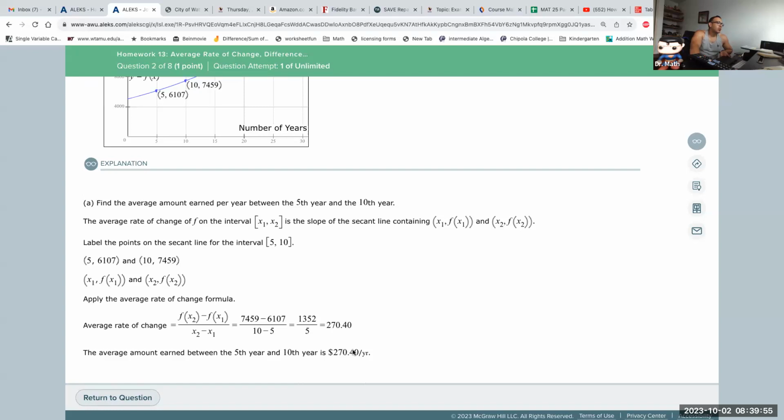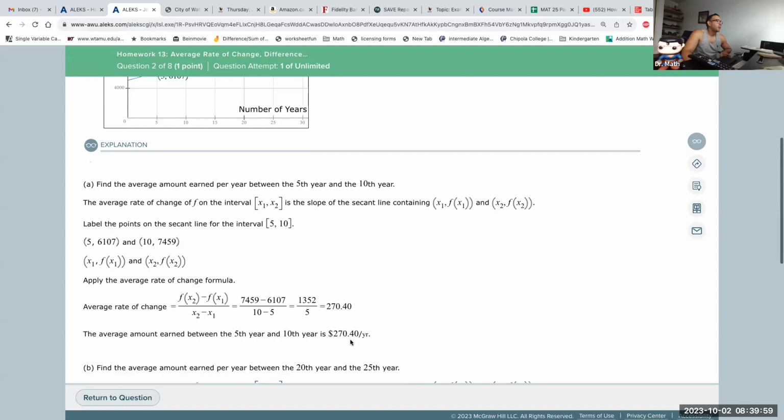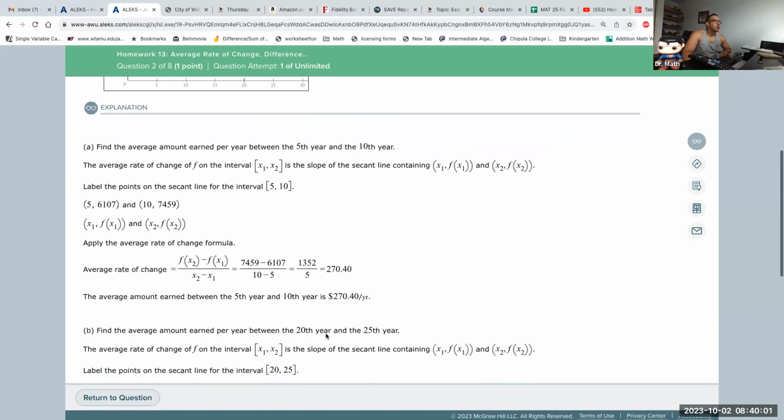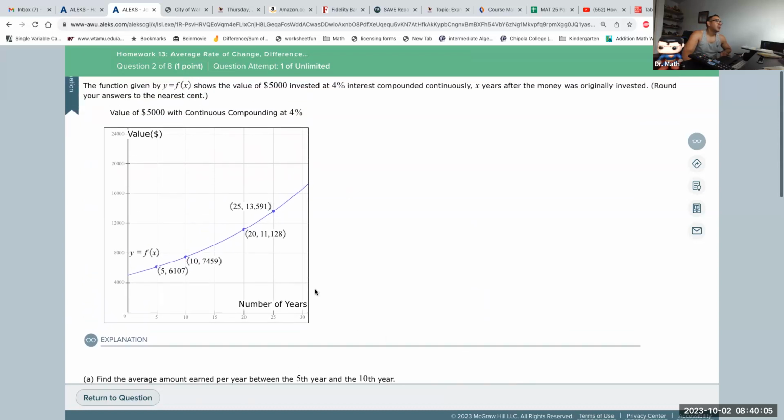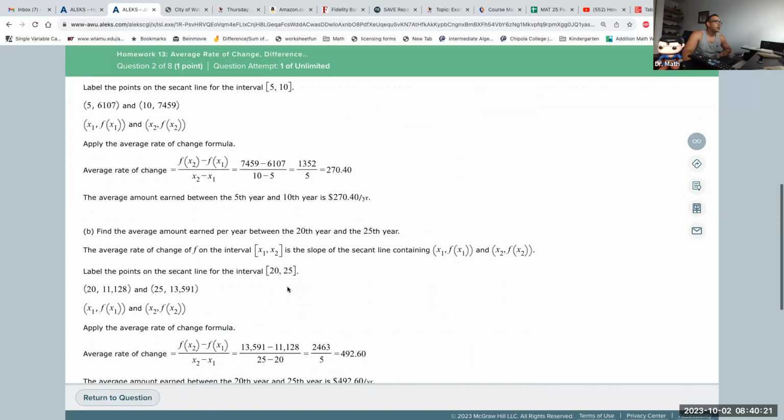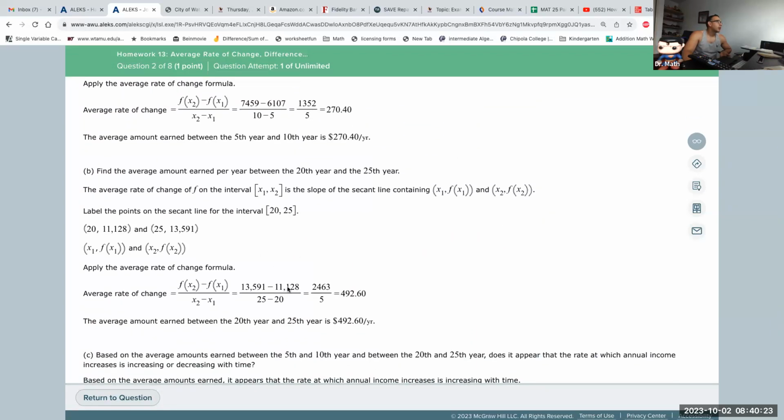This is how much growth in dollars per year, right? 270 bucks. All right. The second one said the 20th year and the 25th year. So we're going to be doing the same thing with the 20th year and the 25th year. So again, these y values, you're going to be subtracting them. So the 13,000 minus the 11,000, and then you'll be doing 25 minus 20, right? So again, that's what they're doing for problem B.